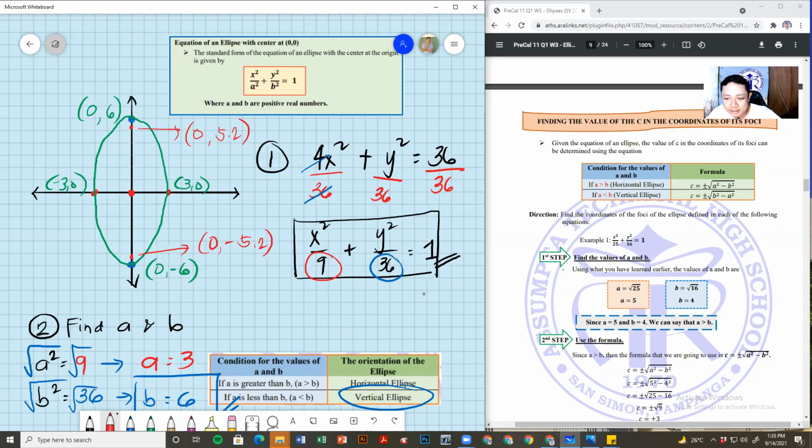And that's it. That is now our, what do you call this? That's now our graph for the foci. Show a reaction, please, based on how you understood this process. As simple as that. That's it.